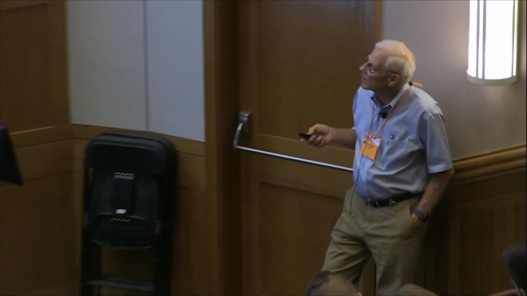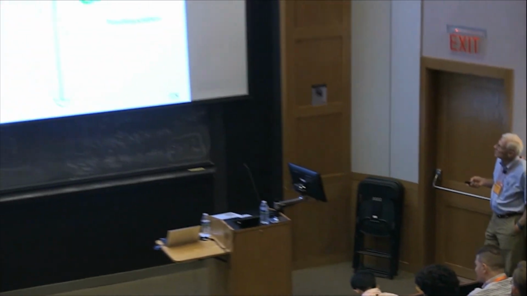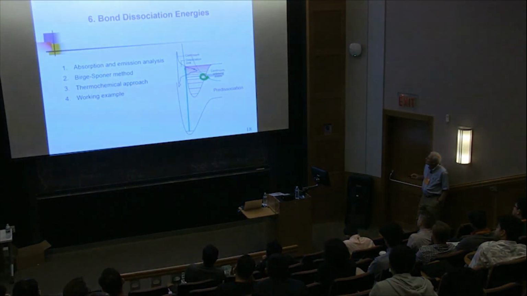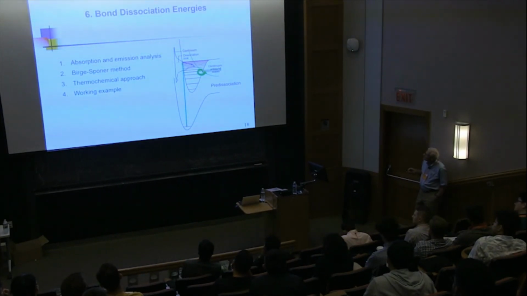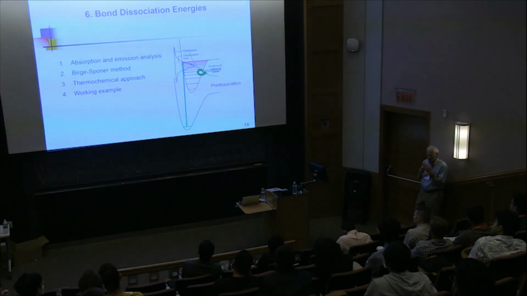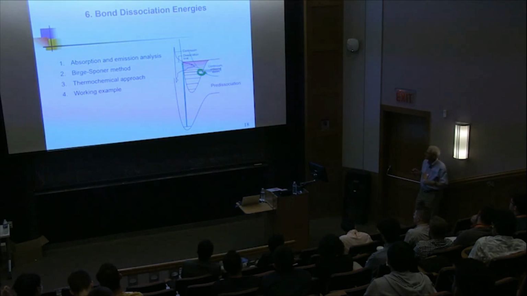There's a couple different ways to get at the thermochemistry. This is a reminder here that you can have this. This is a stable ground state. Here's a stable ground state. Here's a repulsive state. When states cross in energy, molecules can go from one category to another, called curve crossing, and that'll affect the spectrum.